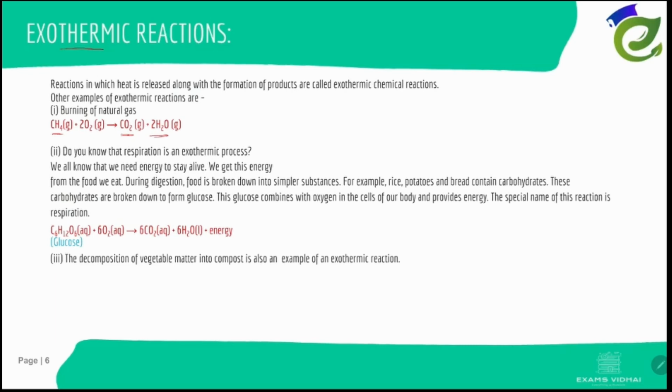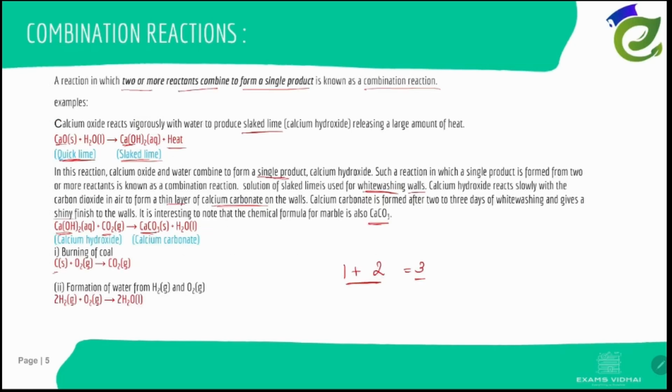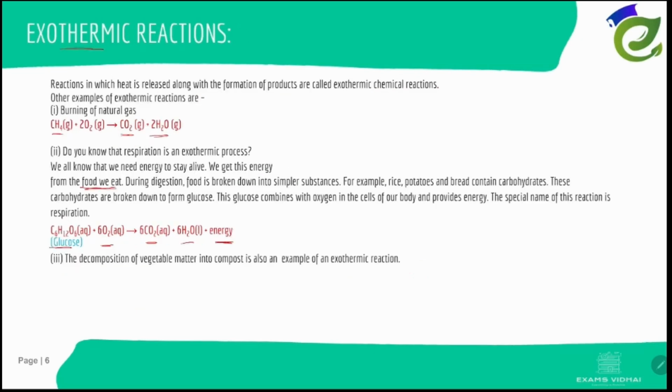Do you know respiration is also an exothermic reaction? In this reaction, we take food in and that is broken down to produce energy along with heat. So, glucose on reacting with oxygen produces CO2 plus H2O and energy. So, in the reactions we took as examples of combination reactions, heat is produced. Therefore, these are also examples of exothermic reactions.